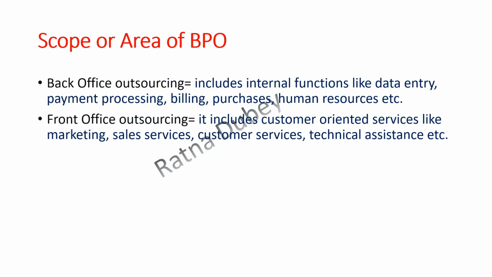Now, what are the scope or areas involved in BPO? It could be back office outsourcing or front office outsourcing. In back office outsourcing, it includes functional areas like payment processing, bill purchase, data entry, or human resource related activities. And front office outsourcing includes customer oriented services such as marketing, customer services, or any kind of technical assistance if they are providing. So all these become front office outsourcing.